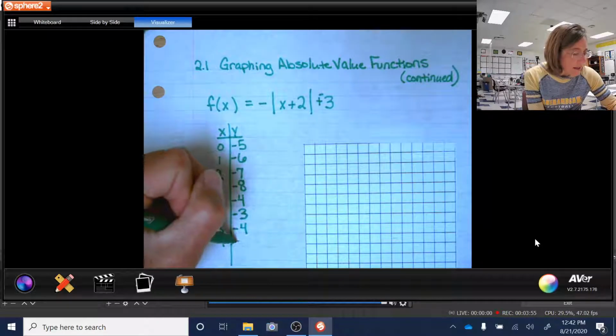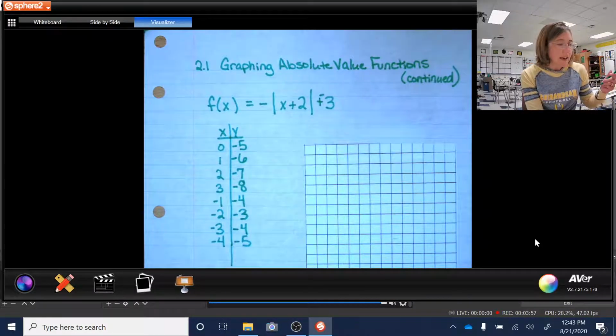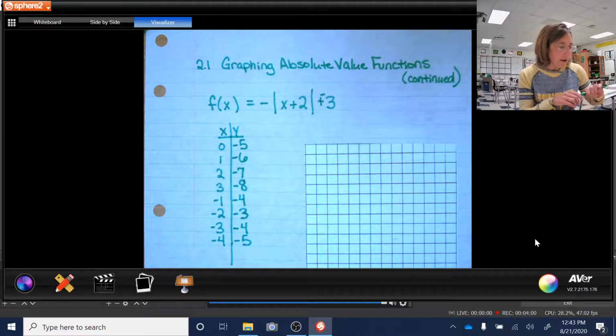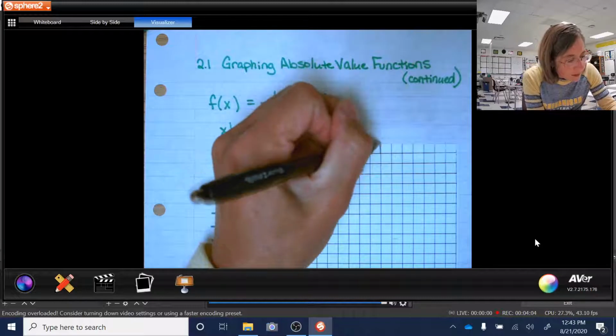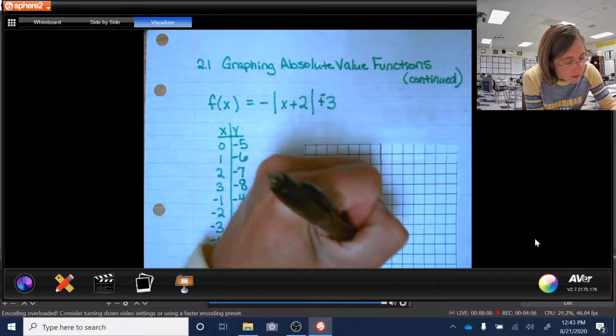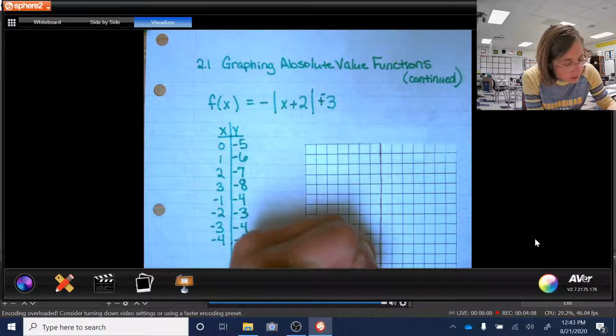So I think this is enough points here for us to get an idea of what this is going to look like. So let's see. Put my x and y axes on here. Oops, that was a little crooked.